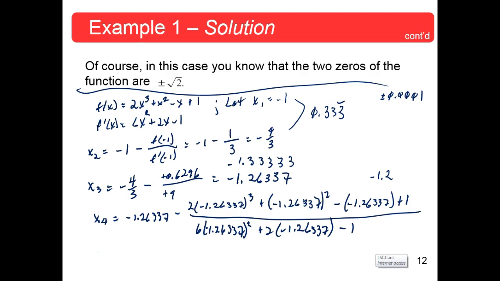Negative 1.233. Wait. Negative 1.2 what? 23? 33. 1.233? 86. Okay. Now, how did that differ from before? 0.03. So, it's closer. Then you get the idea.